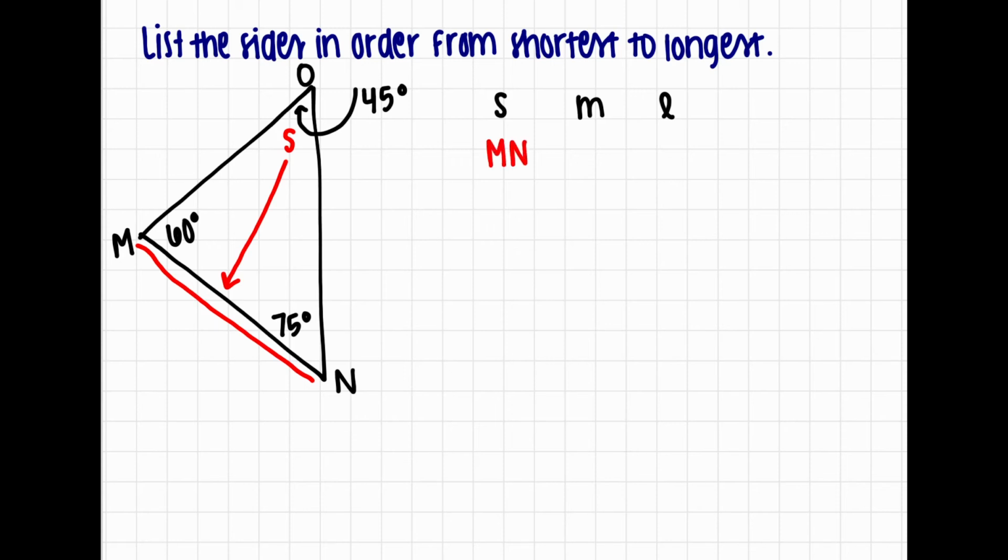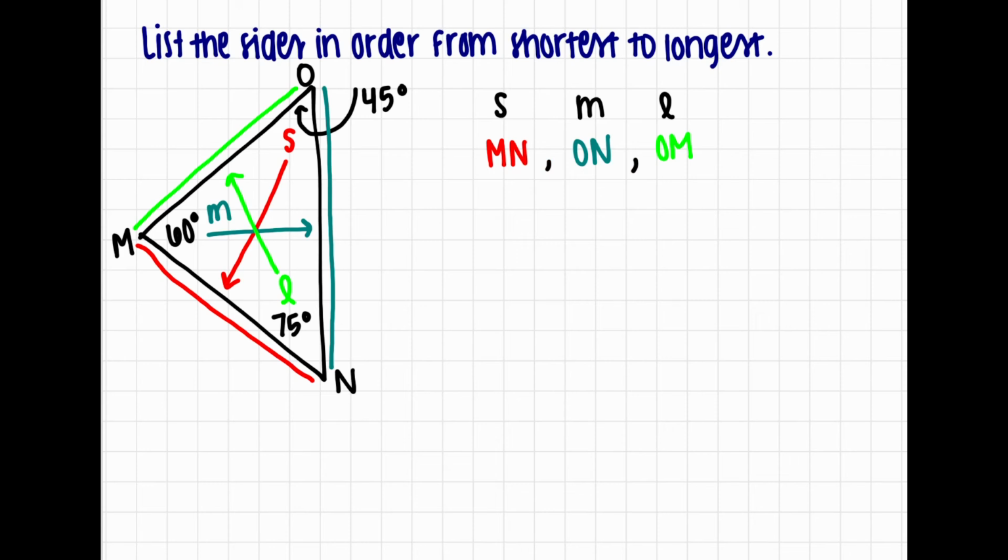I'm now going to go to my middle or medium angle, which is 60 degrees. Draw the arrow across. Figure out that it is side ON, so I know that's the second side. And then finally, I have my largest angle, which is 75 degrees. Draw my arrow across, and that points me to side OM. So in order from shortest to longest, my sides are MN, ON, and then OM.